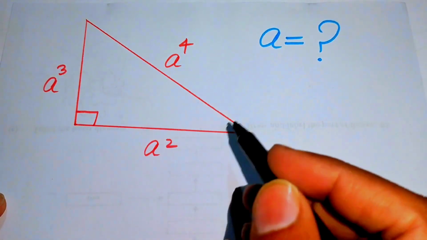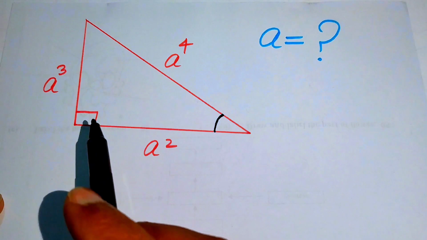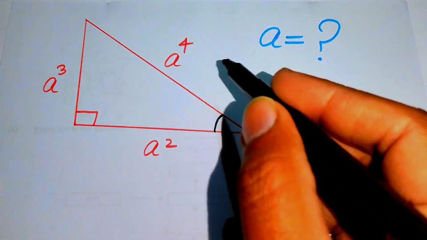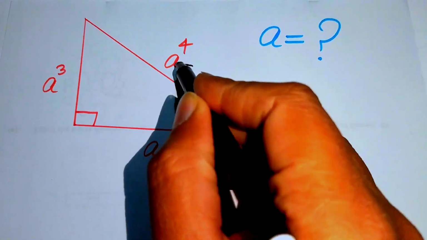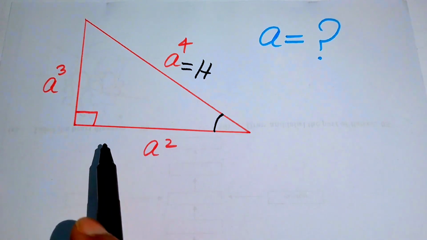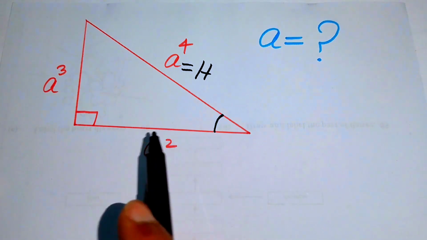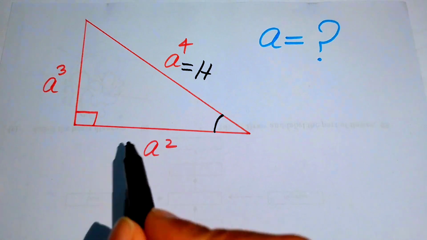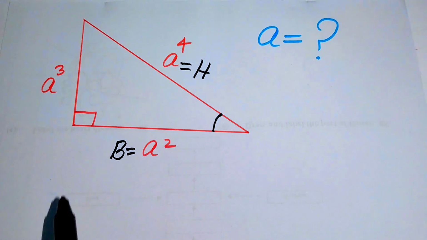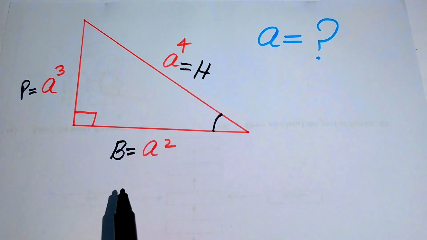Here you see that this is the right angle in this right triangle, and we know that the side opposite to the right angle is known as the hypotenuse, so we call a to the power of 4 the hypotenuse. And we know that the side which joins the right angle and the other angle is called the base, so we denote this a square as the base, and the third side is called the perpendicular. So this is the perpendicular.